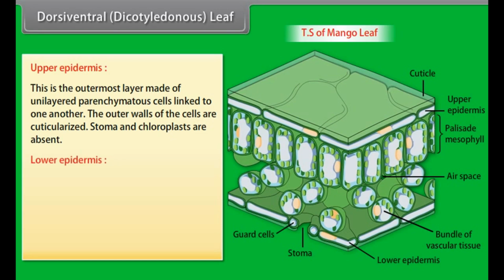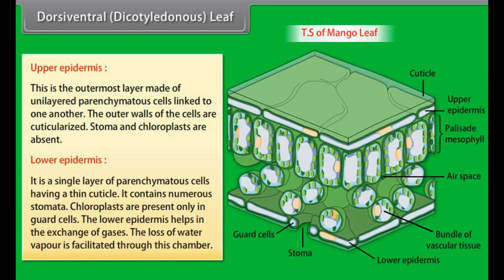Lower epidermis. It is a single layer of parenchymatous cells having a thin cuticle. It contains numerous stomata. Chloroplasts are present only in guard cells. The lower epidermis helps in the exchange of gases. The loss of water vapor is facilitated through this chamber. Dorsiventral dicotyledonous leaf.